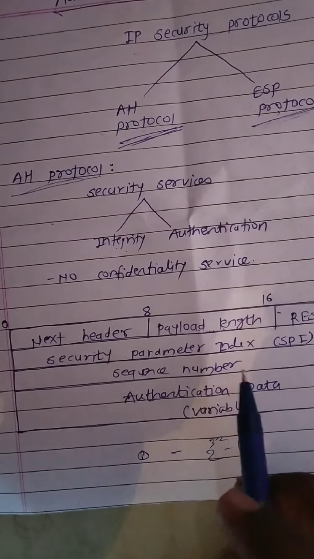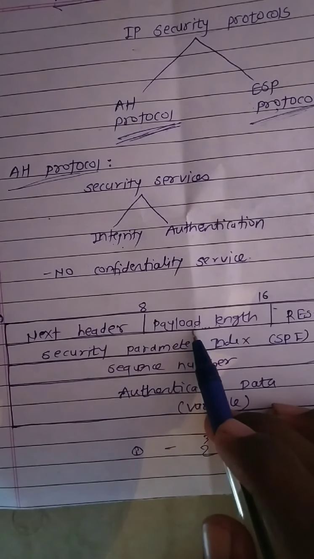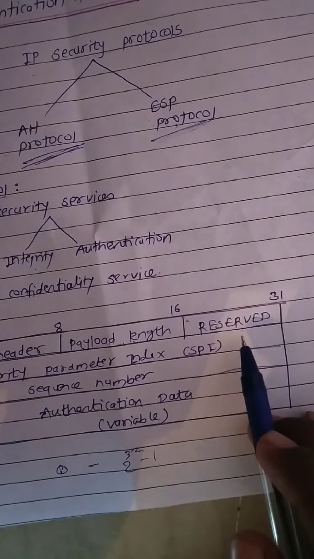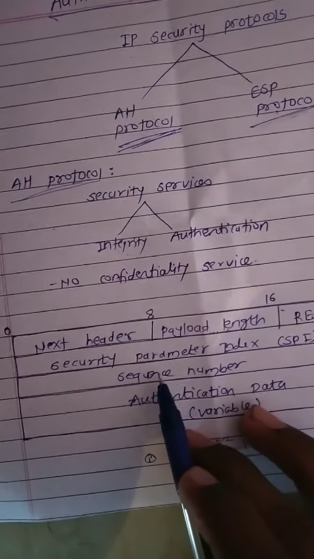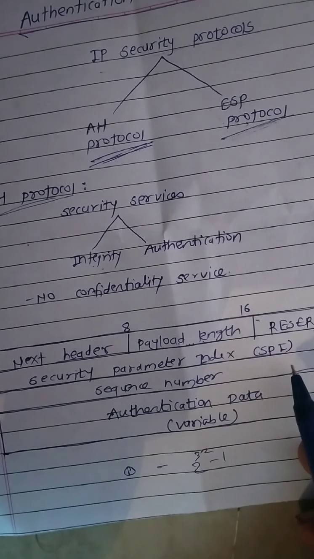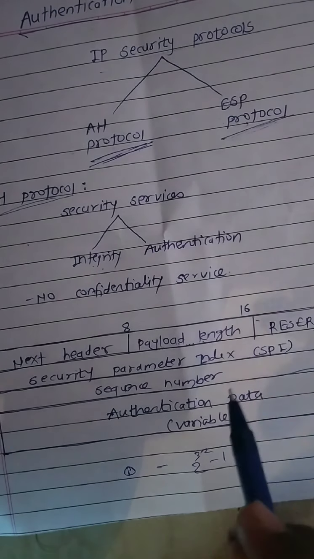this particular header. And then there is the payload length, which is an 8-bit field and represents the length of the original data. And then there is a reserved field, which is a 16-bit field and is for future use. And then there is the security parameter index, that is SPI. This is a 32-bit field which is used to uniquely identify the particular security association to which this packet belongs. And then there is a sequence number field.